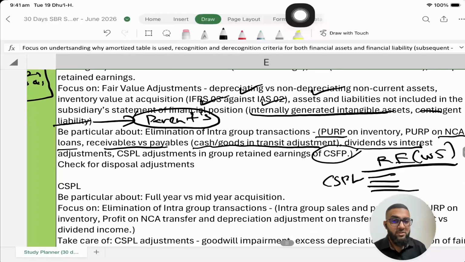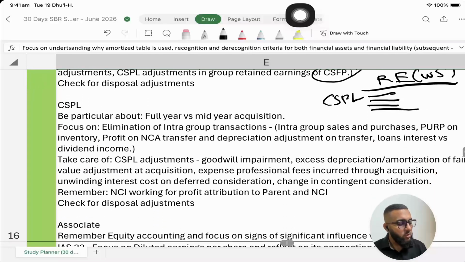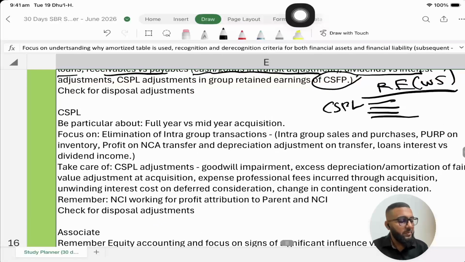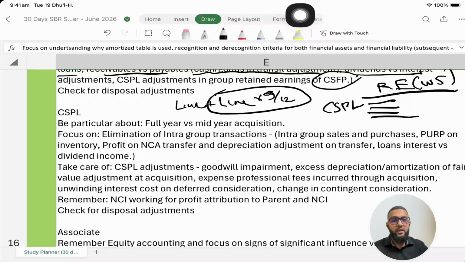Then check for disposal adjustments as well. How are you going to deal with disposals? Then consolidate the statement of profit or loss, and be particular about full year versus mid year acquisition, because the line on line consolidation will be time apportioned depending on how many months you have owned the subsidiary, which is why it's really important to know whether it is a full year acquisition or a mid year acquisition.